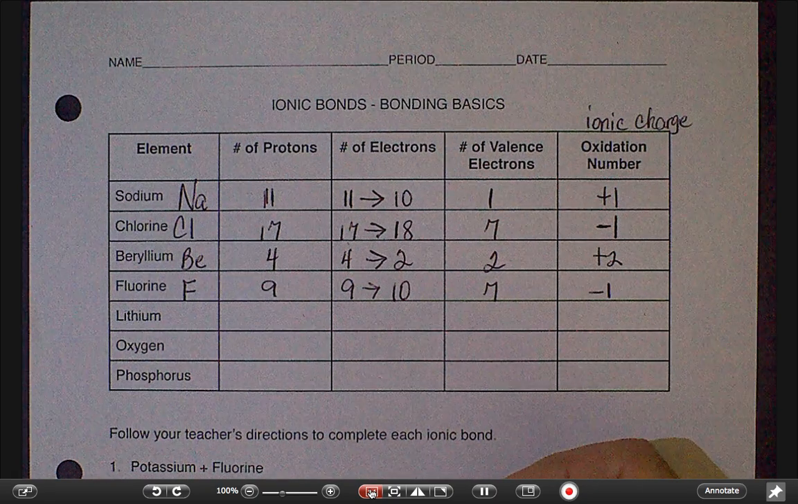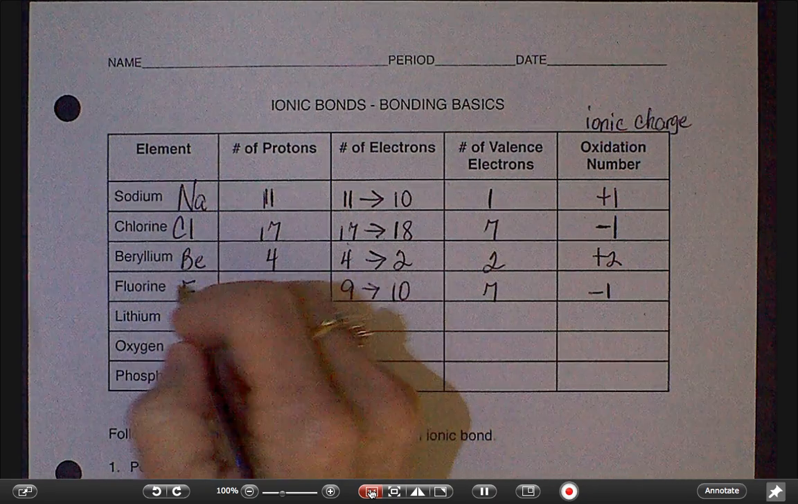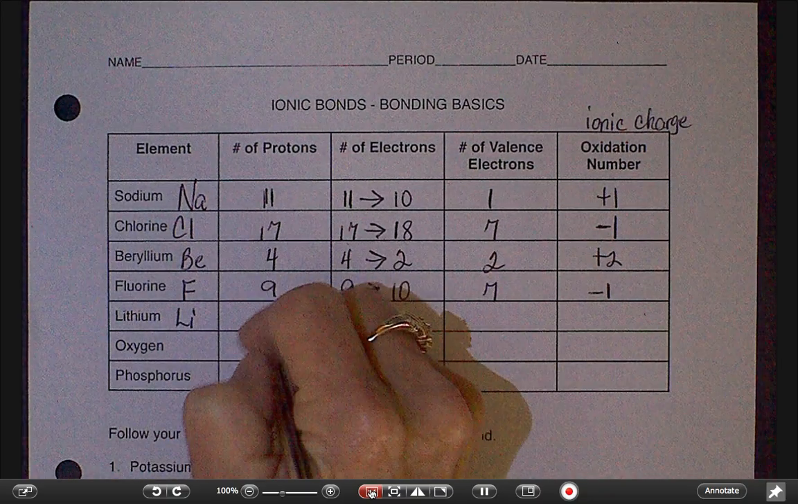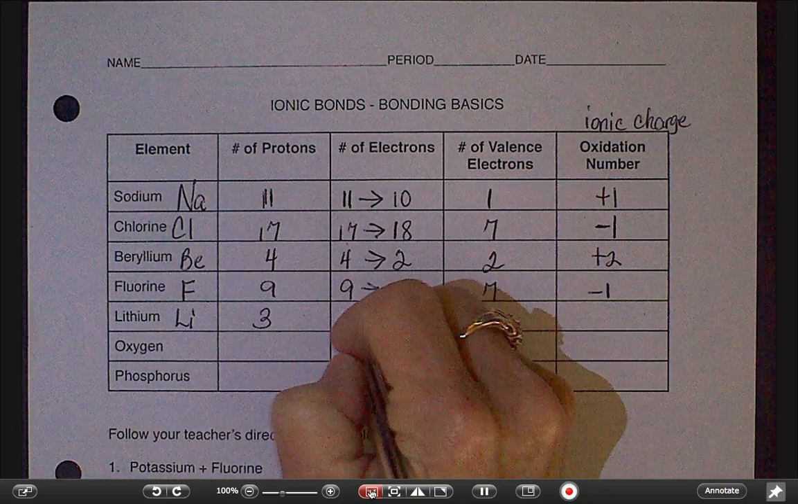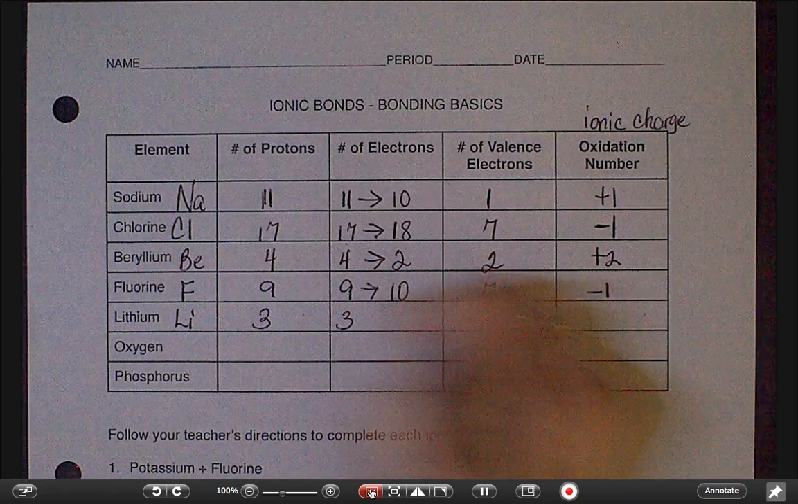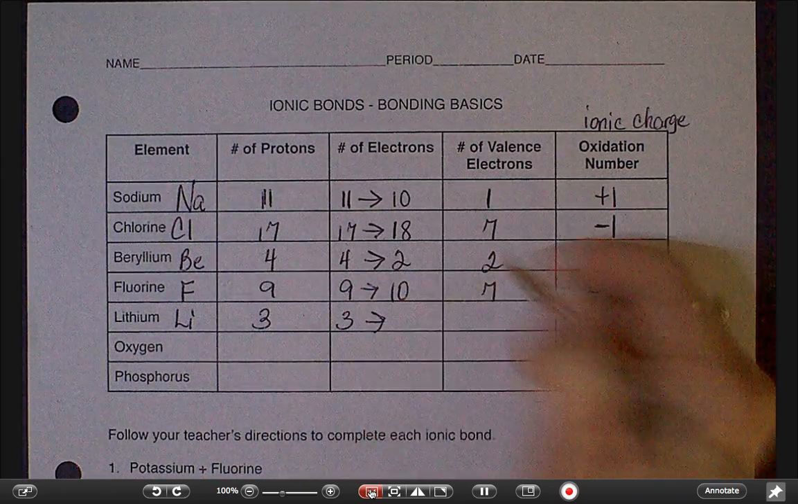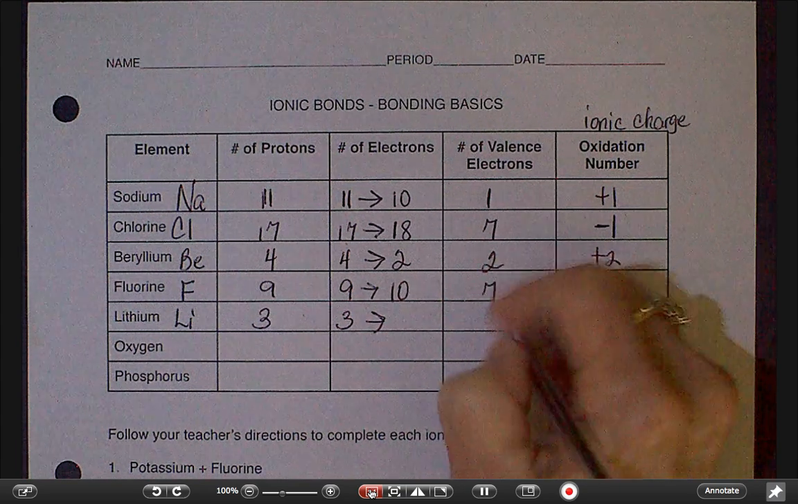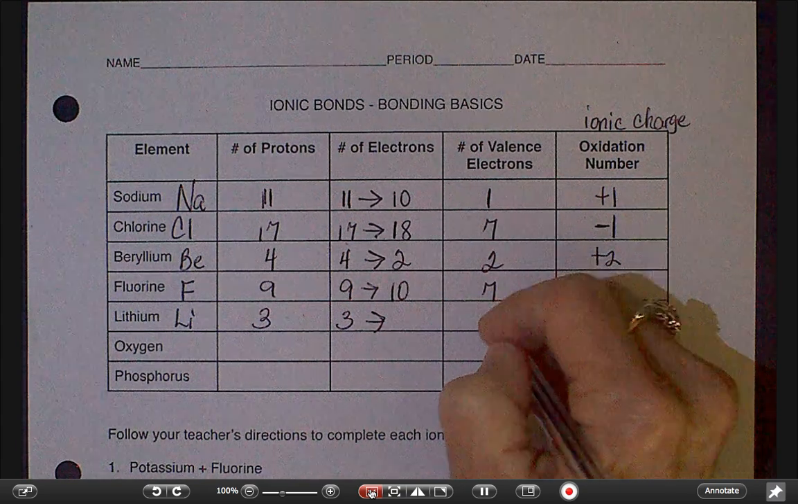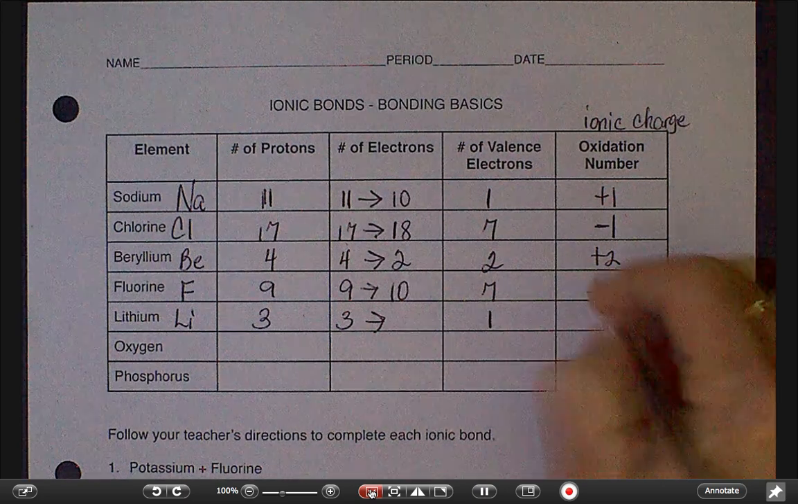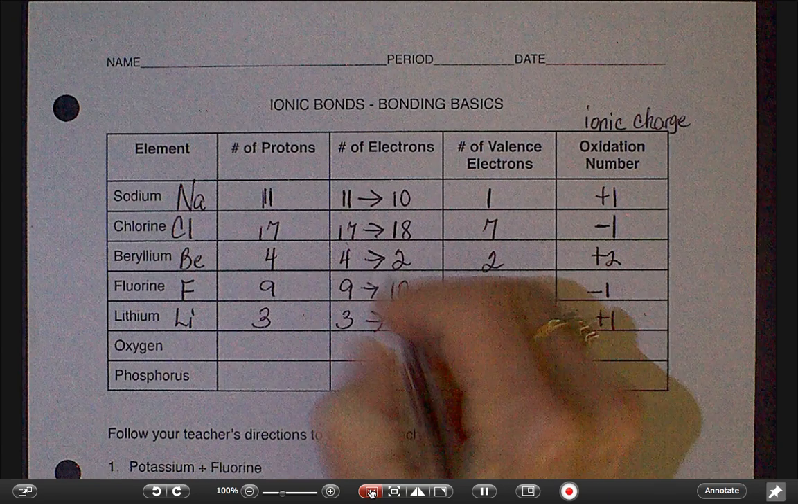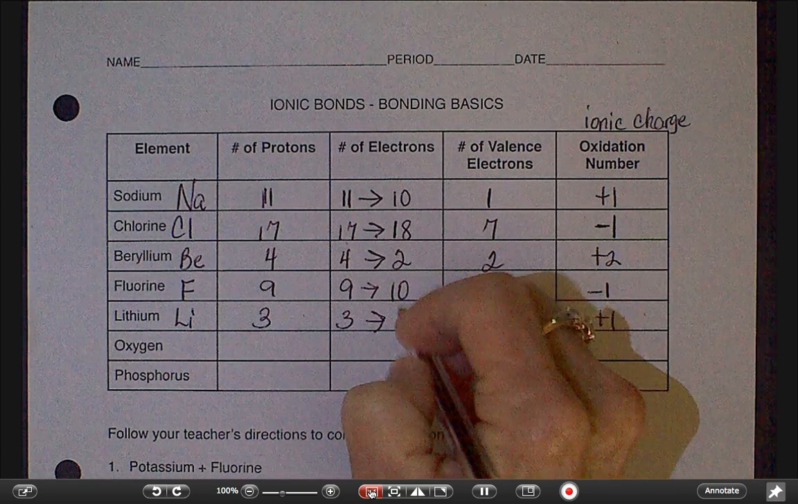All right, lithium. And a 3. Lithium's group 1. It behaves just like sodium. What is its number of valence electrons? Ionic charge? Okay, so it goes from 3 to what?